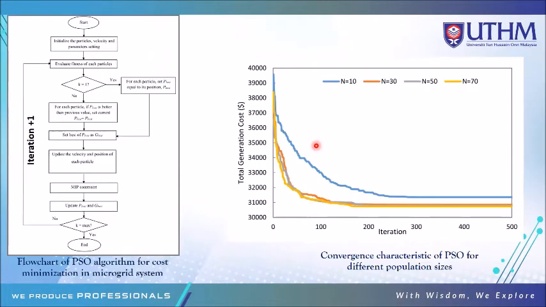This is the flowchart of the implementation of the PSO algorithm for minimizing our objective function. First of all, we have to initialize the particles and the parameters of the PSO. In this case, we have to initialize the weight factor W, C1 and C2, and the population size. We need 4 parameters.